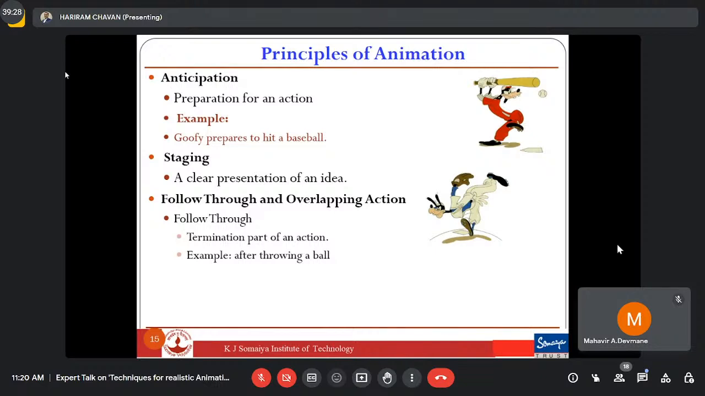So I hope this is the third principle, anticipation. Staging is the fourth one, follow through and overlapping action. Now I've just covered, I think, the first five principles.